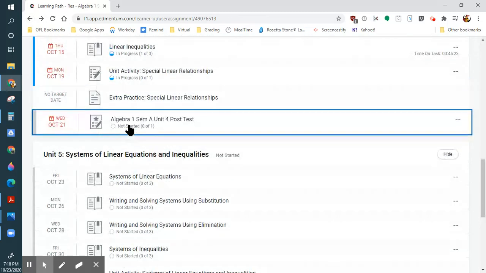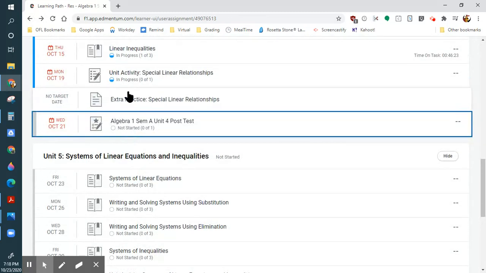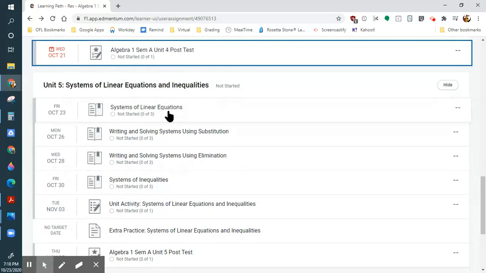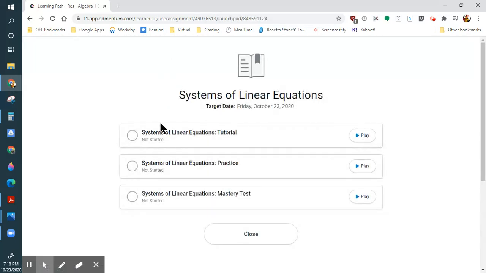I don't usually go over the post test, so that's just a summary of all your notes. So let's get into Unit 5.